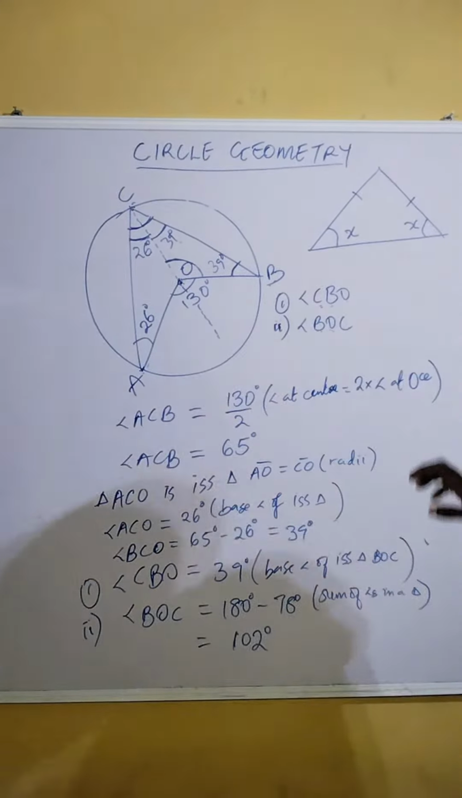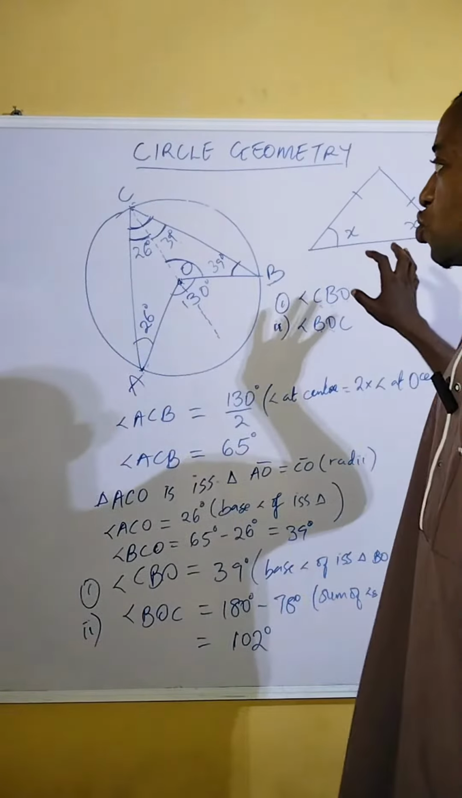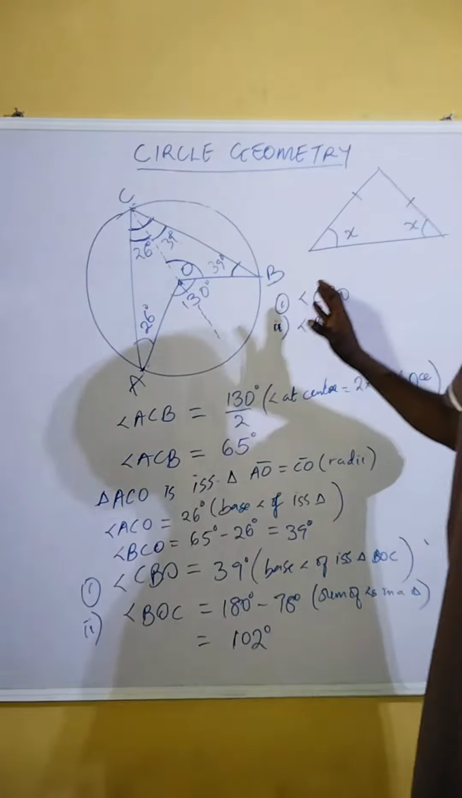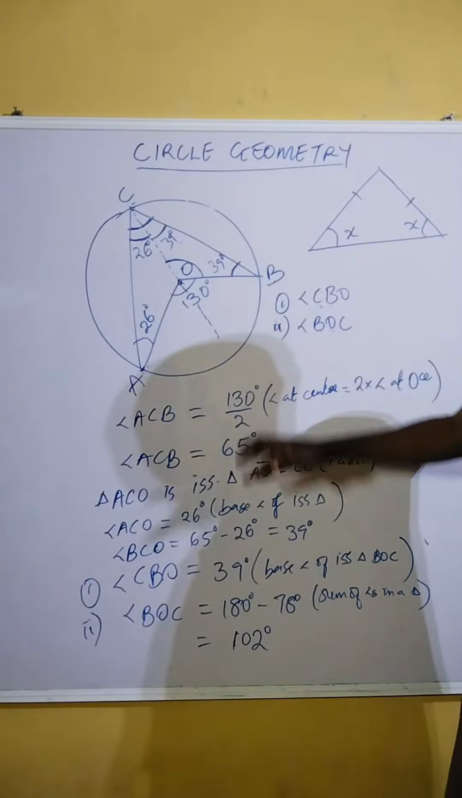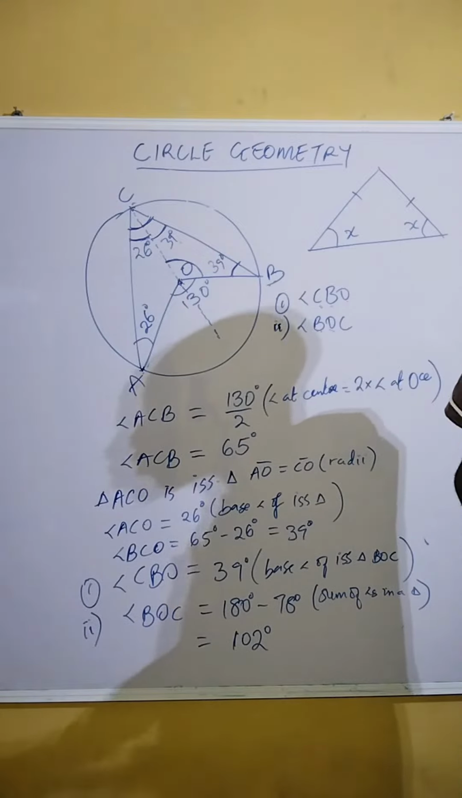Once you put something like this down, that is well backed up with a reason, it shows that we have the understanding of that theorem, which is theorem 1.